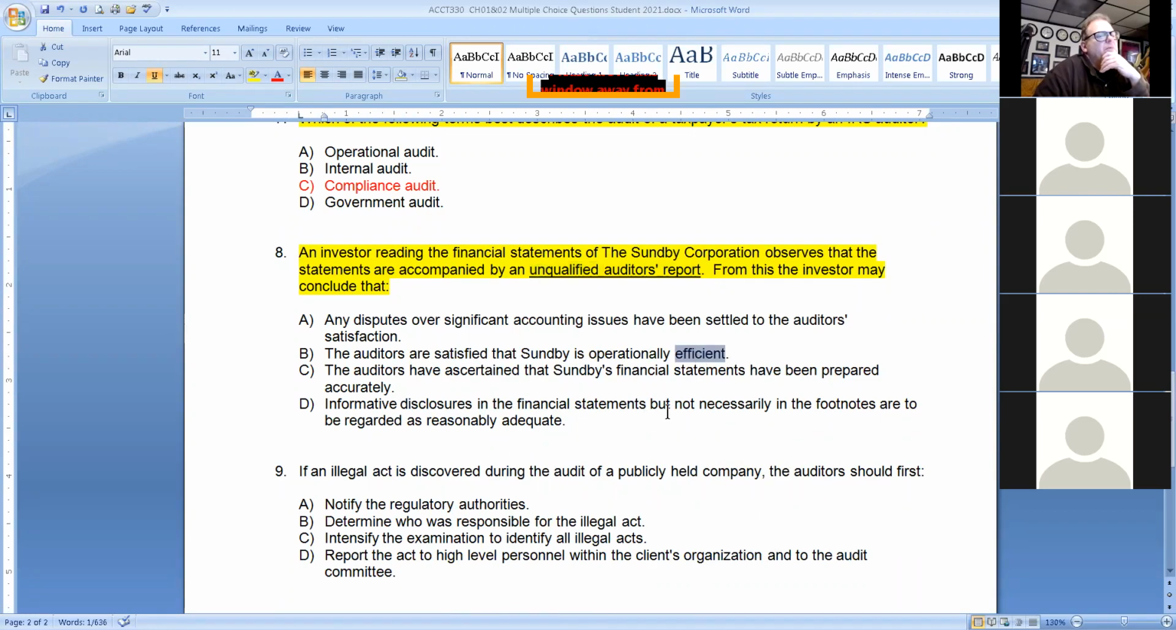Probably not. We don't look to see if they're efficient. If it says effectively, we do look to see if they're effectively free of material misstatements, but we don't look for efficiency generally. If this was an operational audit, you would. Would it be D? I think that's it. D?